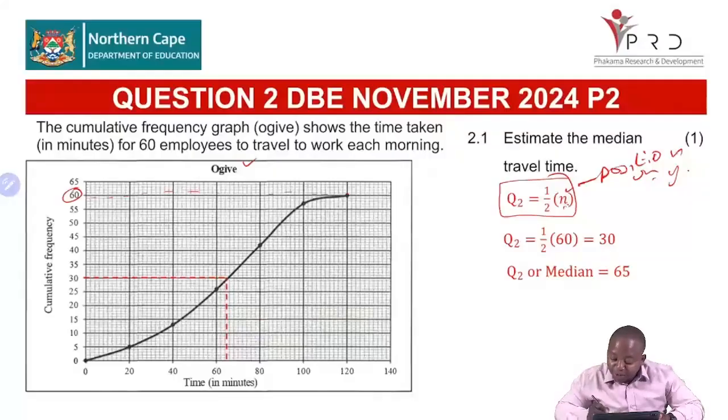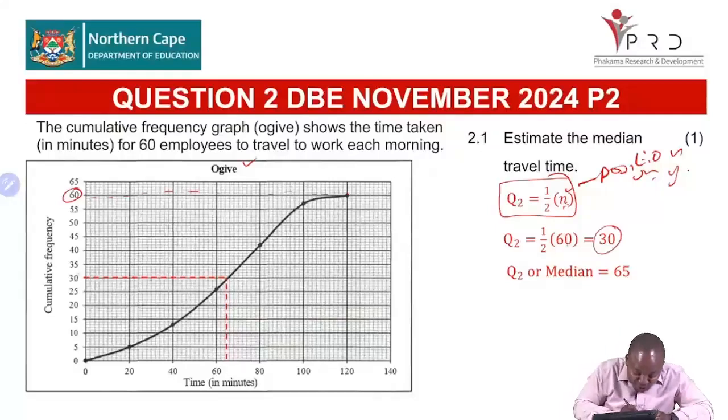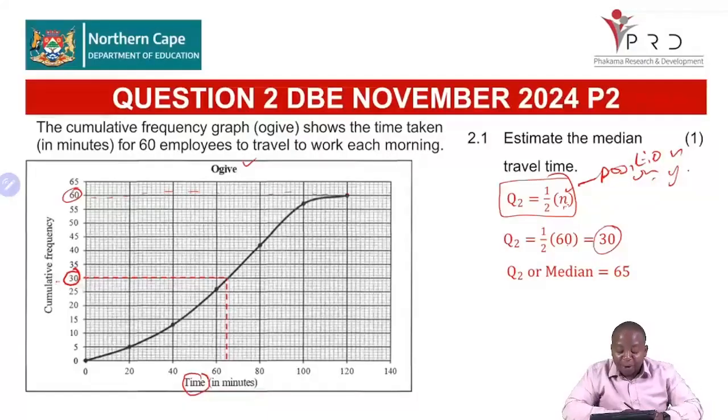So to find the position on the y-axis, we say 1 over 2, our n is going to be 60. So 1 over 2 of 60 is 30. So the value is going to be 30. So the position of Q2 is going to be 30. But remember, we are looking for the travel time, which is the median in this case. So we're going to just take the 30 and extend it until we meet our ogive curve. Then we're going to drop down. As we drop down, it is found between the third and the fourth line there.